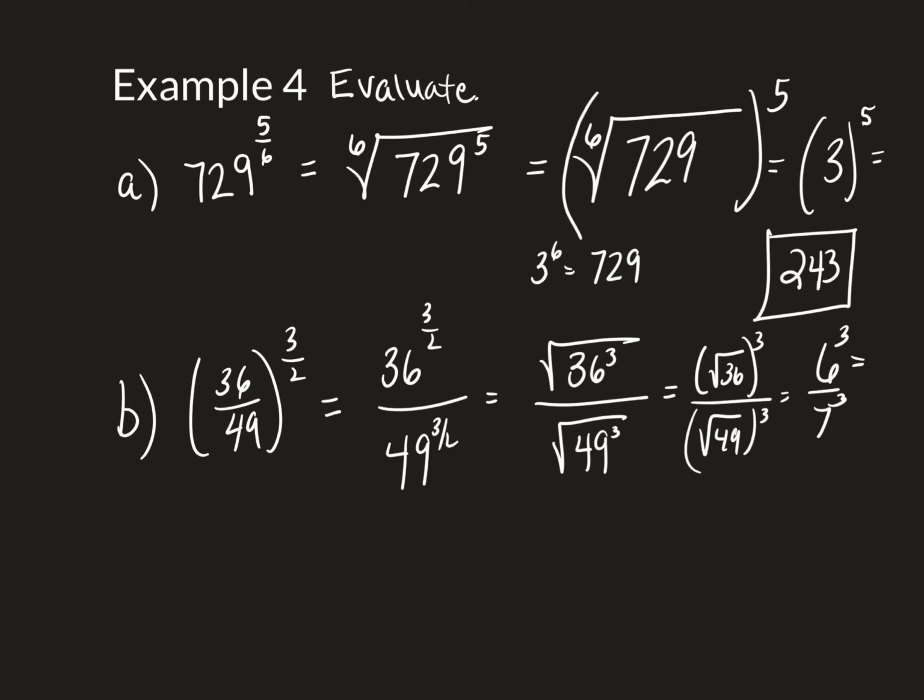We can go back to our reference to the column that has the 3rd power, and 6 to the 3rd power in that space says 216 for 6 to the 3rd power. And then 7 to the 3rd power is 343. So that's my answer, 216 divided by 343. That is my answer to 36/49 raised to the 3/2 power.